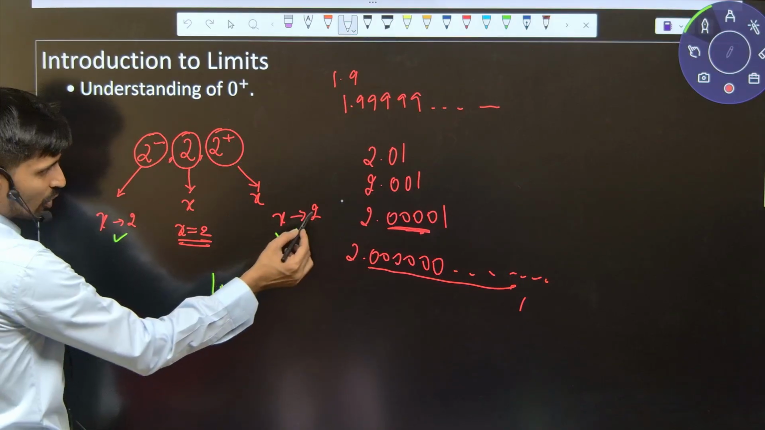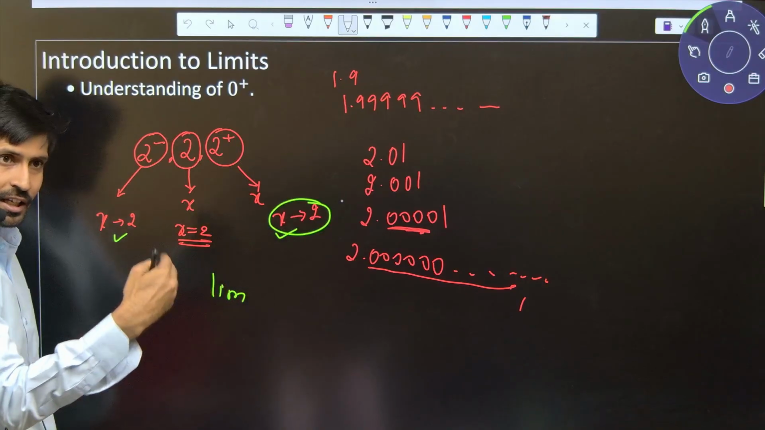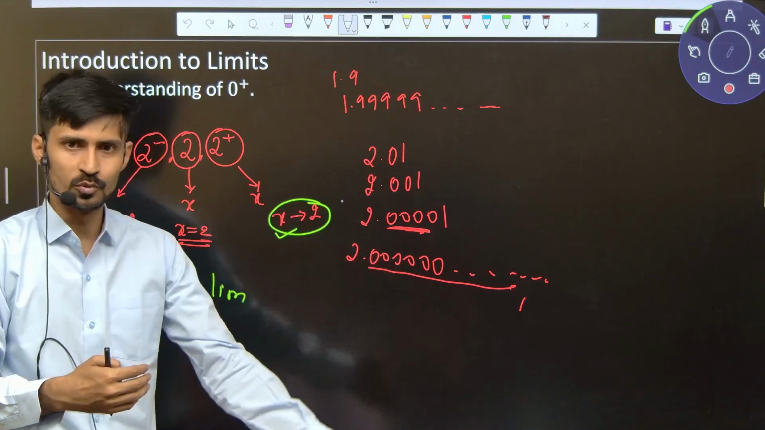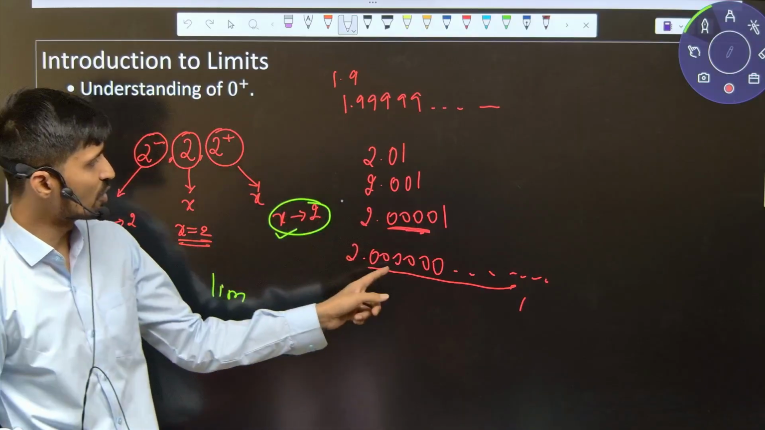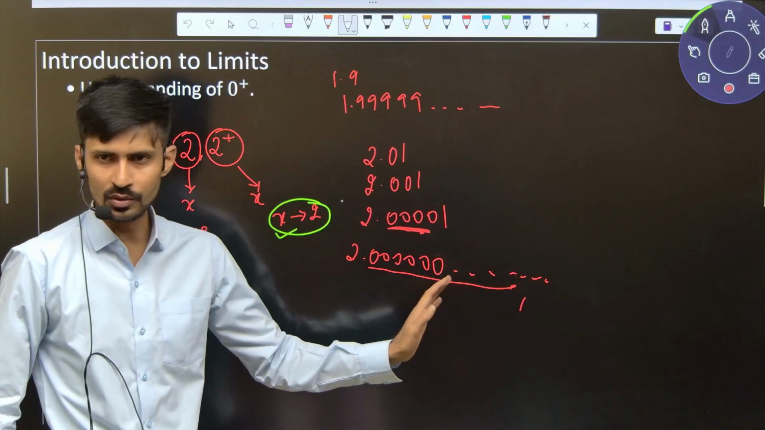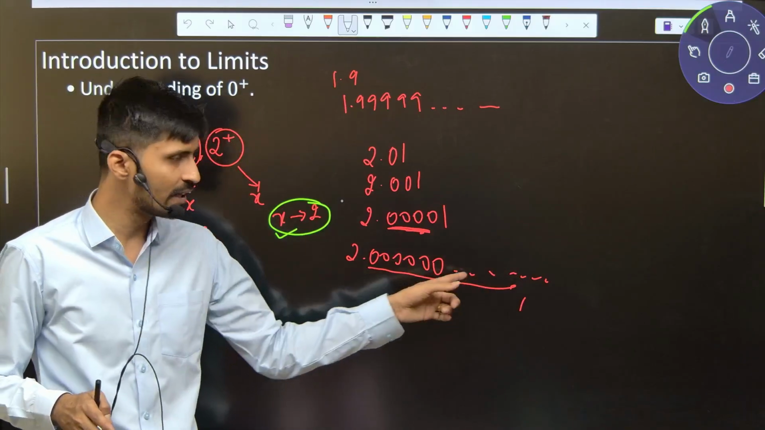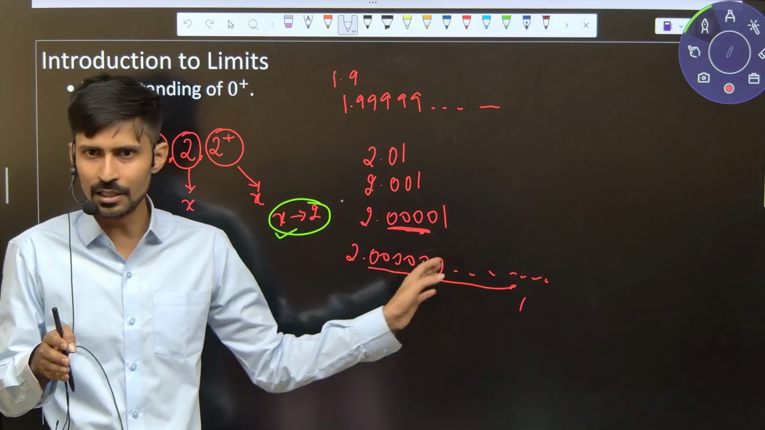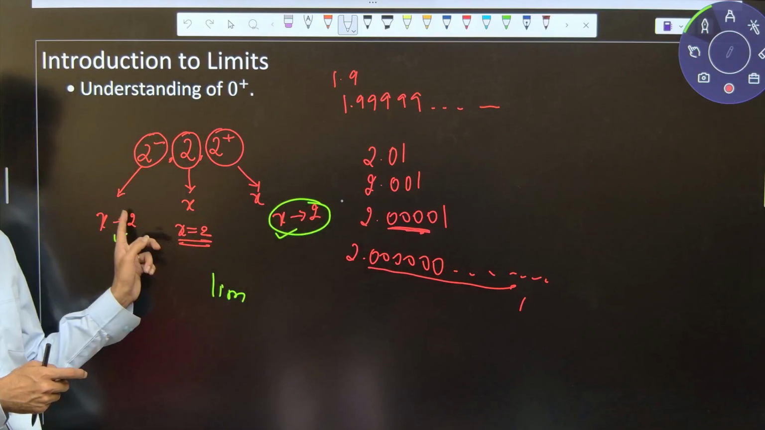Limit we are using because for this expression there is one limit. Till that point only you can reach. You cannot go to 2. Yes or no? 1.99999999 whatever we are writing will not go to 2. This number will never become exact 2. Yes, na? So there is some limit for this number and there is some limit for this number also.